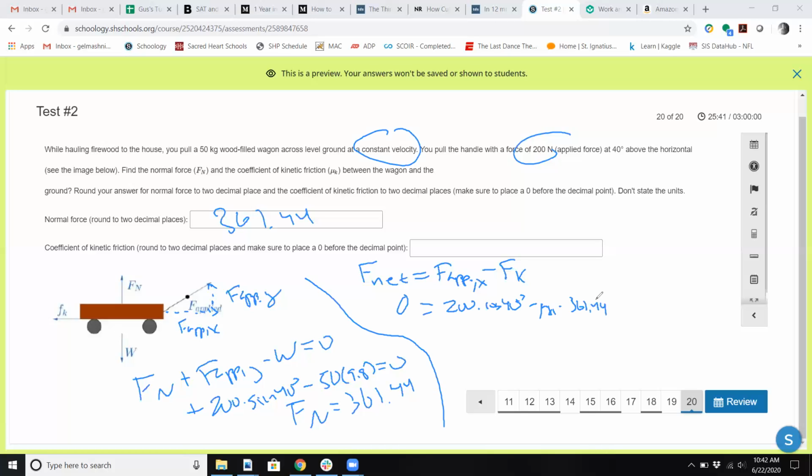You try doing that correctly, you should get 200 times cos 40, minus, we'll leave it like that. So you get 153.2, and then you have to divide by 361.4, and you should get about 0.42 for mu k. And I said, make sure to place a 0 before the decimal point.